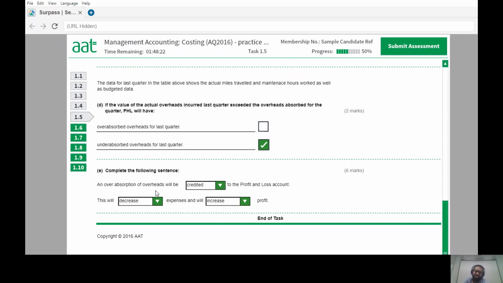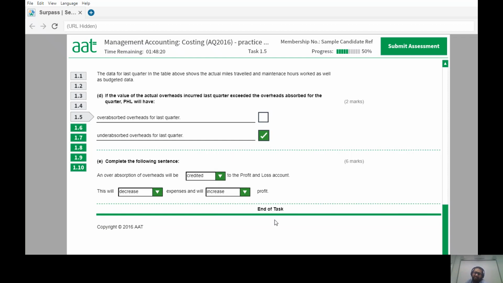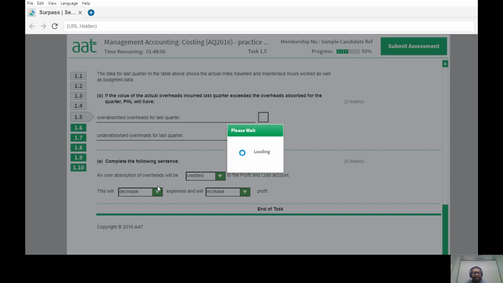Okay, so there's not much to think about here. What they call, the word is, creative accounting. This is nothing to do with creative accounting. It is basically how the process works in management accounting. Let's move on to the next question.